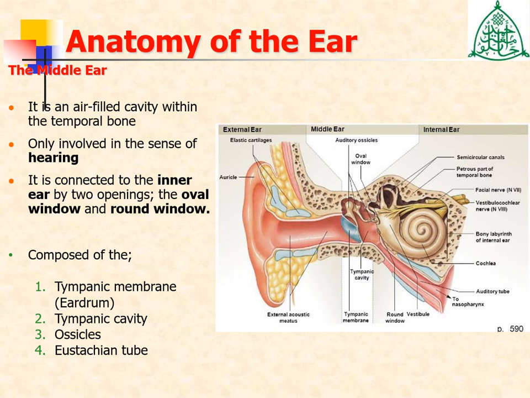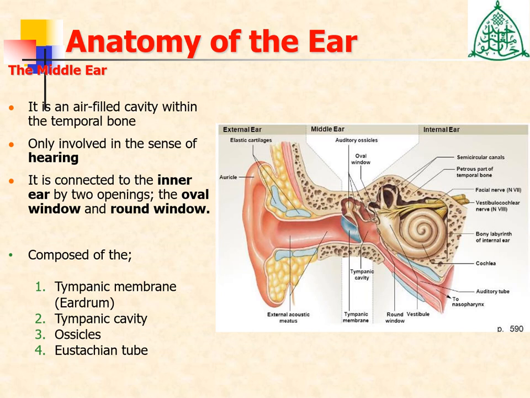Now, the middle ear is connected to the inner ear via two openings. We have the oval window and we have the round window. So what are the components of the middle ear? The middle ear consists of the border, which is the tympanic membrane, the tympanic cavity, the ossicles, and the Eustachian tube.